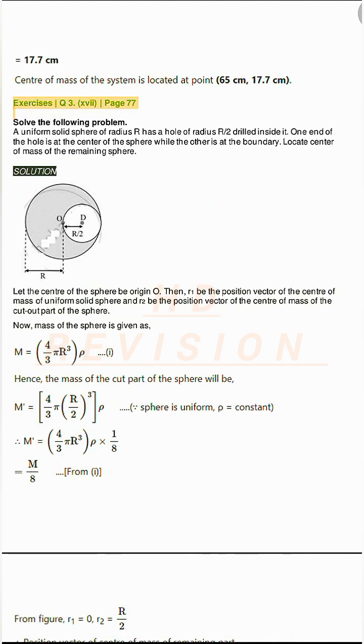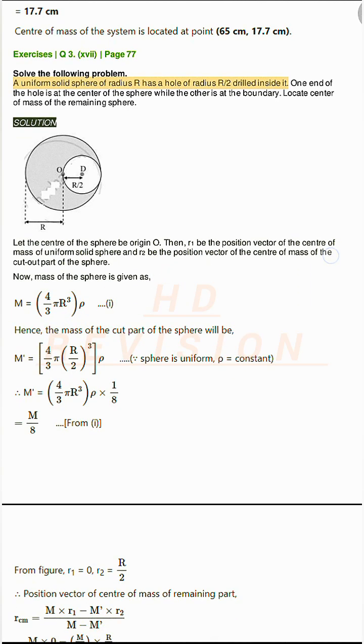Exercises Q3. XVII, page 77. Solve the following problem. A uniform solid sphere of radius r has a hole of radius r/2 drilled inside it. One end of the hole is at the center of the sphere while the other is at the boundary. Locate center of mass of the remaining sphere.